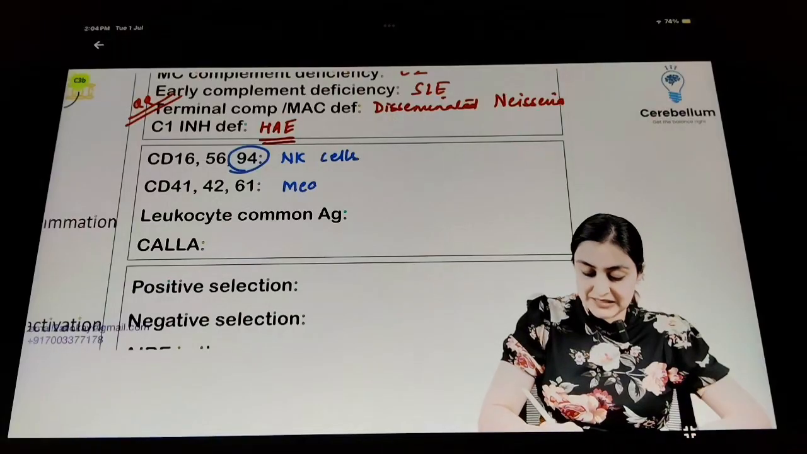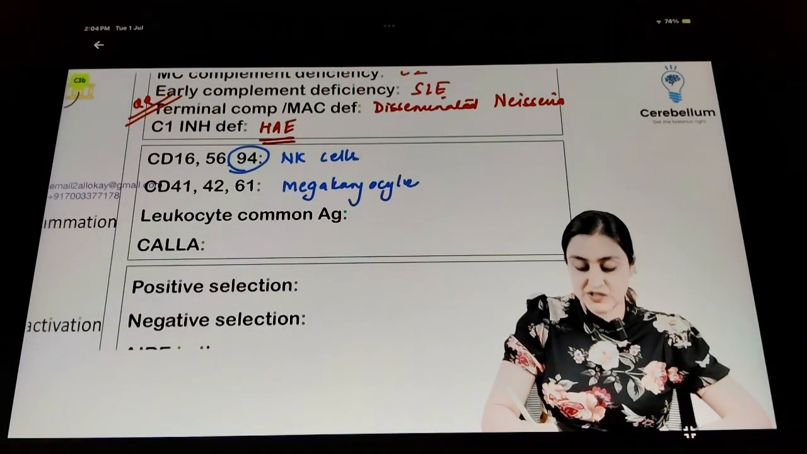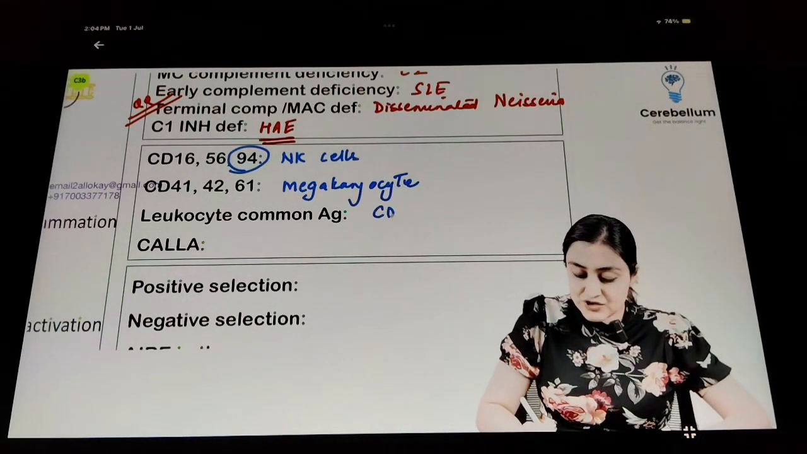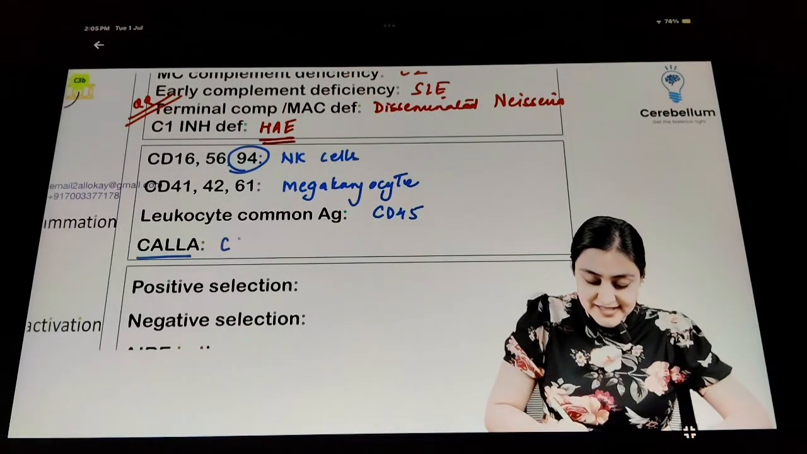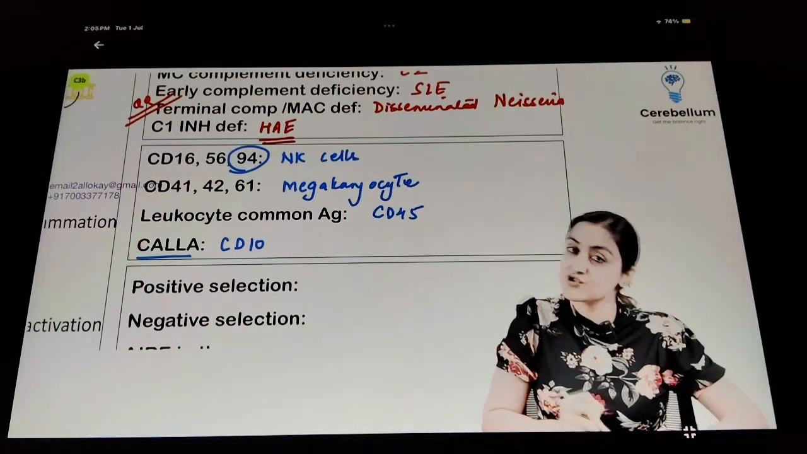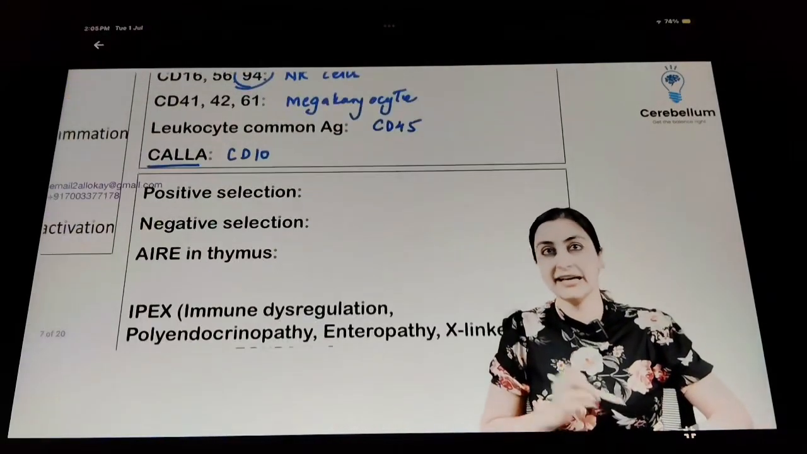CD41, 42, 61, this has not been asked. This is purely my instinct that I'm trying to share. So these are megakaryocyte markers. Leukocyte common antigen is CD45. Don't confuse it with CALLA. CALLA is common acute lymphoblastic leukemia antigen, and this is CD10, right? So don't expand it, otherwise you'll get confused. Just remember, CALLA is CD10 and leukocyte common antigen is CD45.